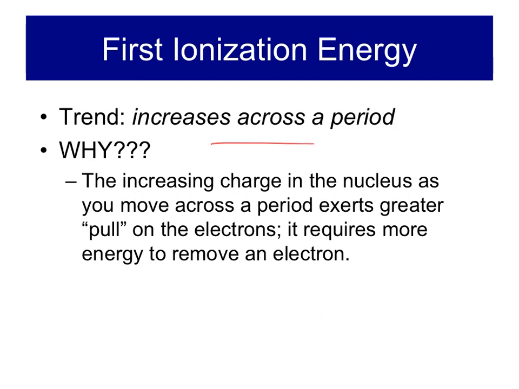As you go across a period from left to right, you're going to have more and more protons as the atomic number increases. If you have more protons, you have more pull on the electrons. That increased force of attraction is going to make it harder to remove the electrons.